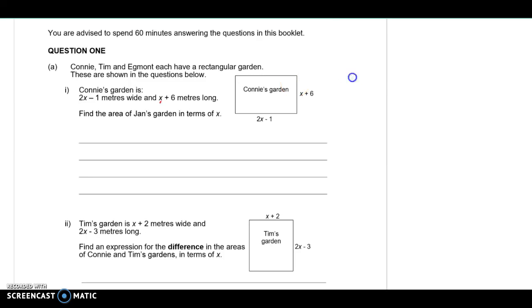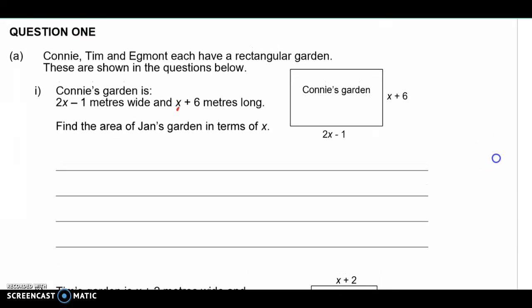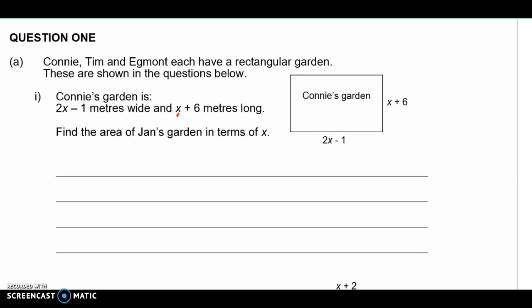Okay, Year 11, this is the paper that I gave you to work on as a practice test. So we are going to go through it now, and here is how I did the answers.